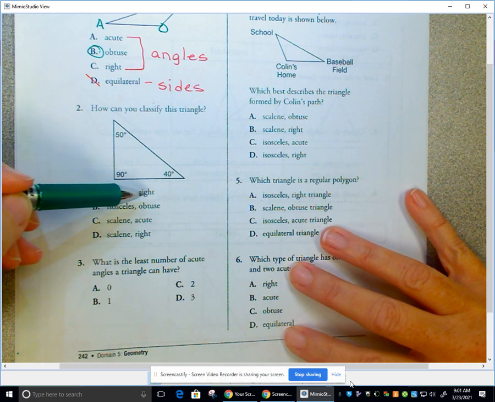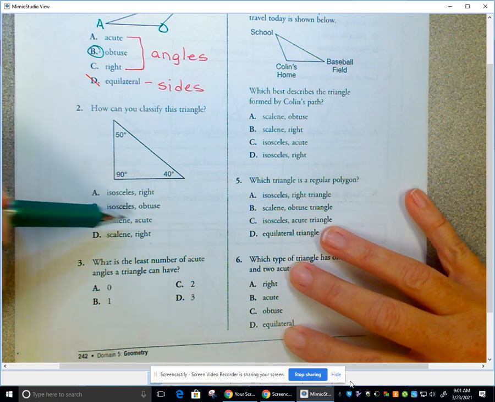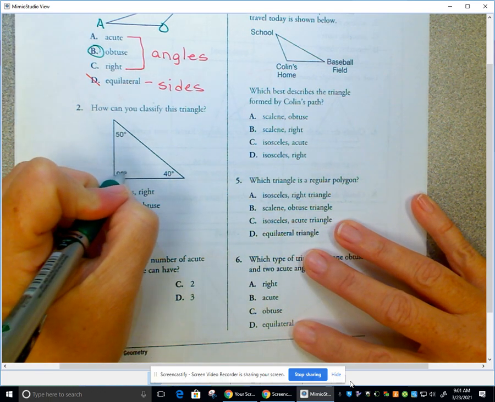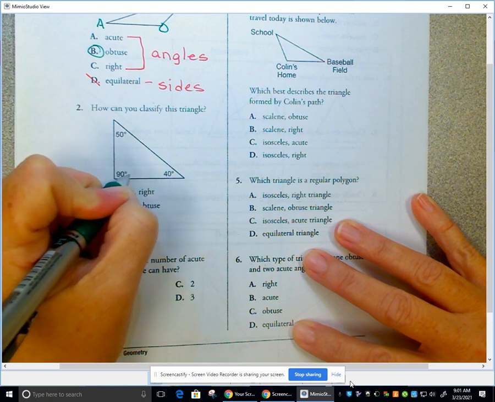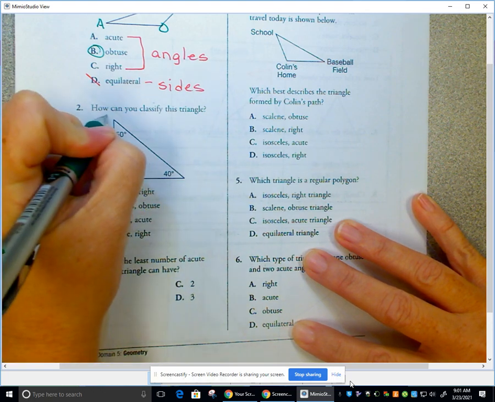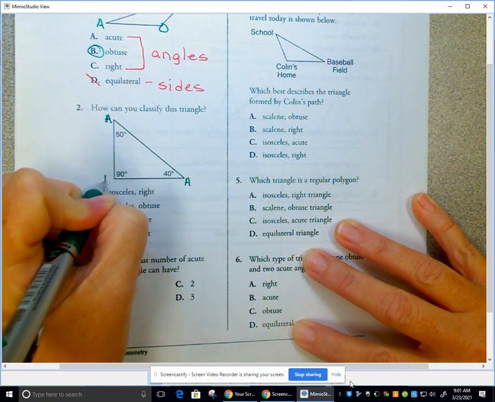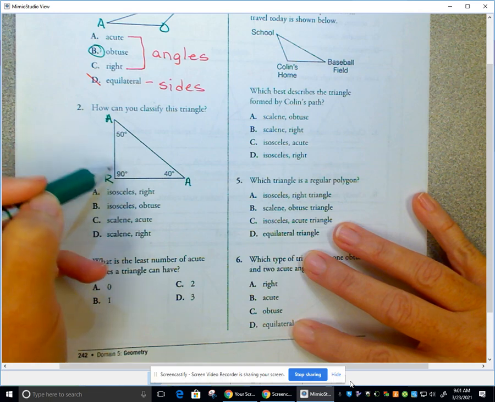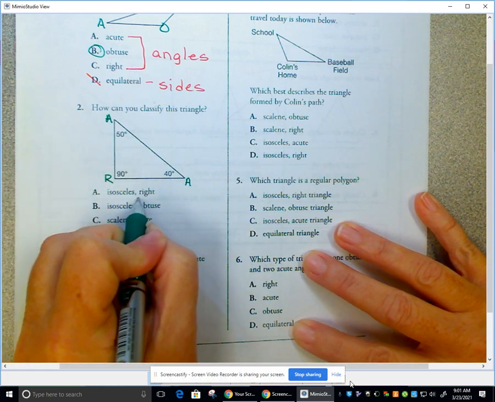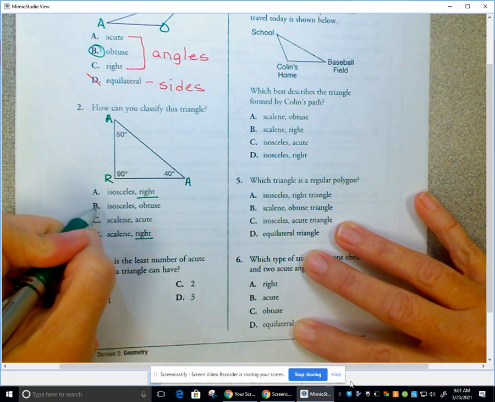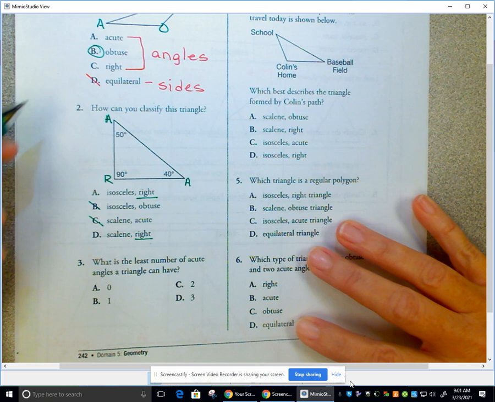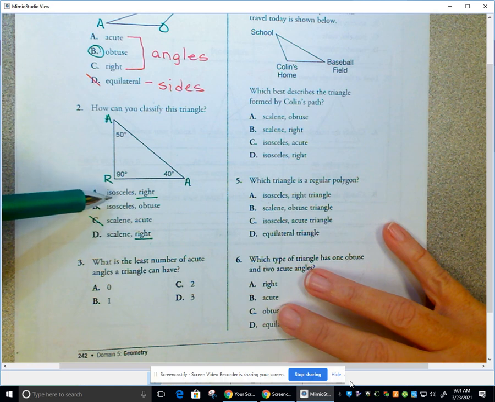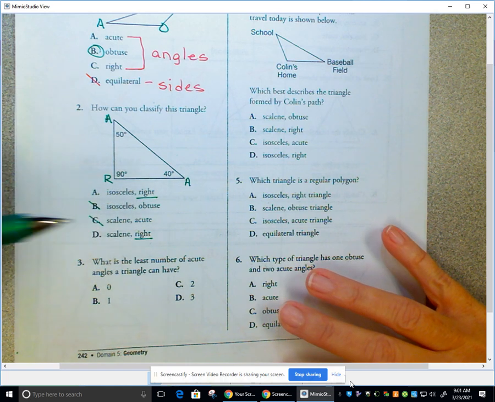Well, they're calling it isosceles right, isosceles obtuse, scalene acute, and scalene right. Well, immediately I notice the degree right here is 90 degrees. That means this is a right triangle because this will be acute, acute, and right. When you see the degrees, they're not measuring the sides, this is the measure of the angle. So I know I want this one or this one. So I can go ahead and rule out B and C. So if I look at it by angle, it is a right triangle, but is it an isosceles right or scalene right?